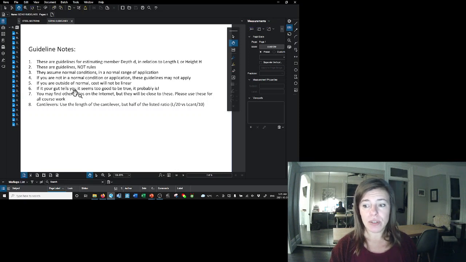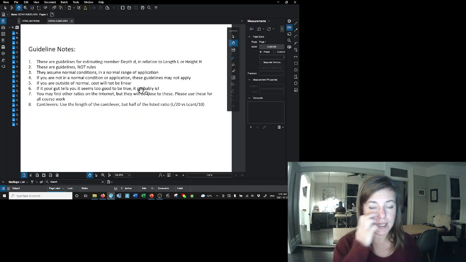If your gut tells you that something seems too good to be true, it probably is. If your sizing guidelines tell you something and you're forgetting the fact that it's outside of something that is normal, and you're like, wow, this is great. I love this. This is way smaller than I expected. You're probably right. It is smaller than you expected because it's too small. So give yourself a healthy gut check.